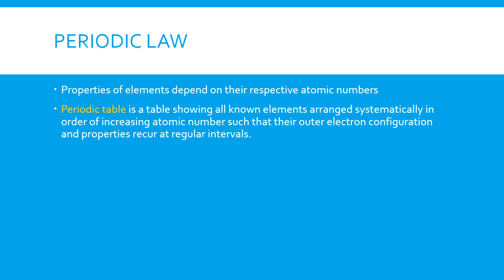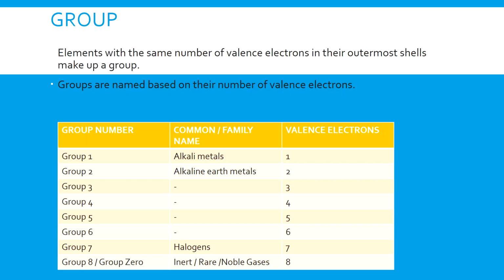So these elements have been carefully arranged in order of increasing atomic number. Through the careful arrangement, they realized that some of these properties reoccur in certain groups and periods. We'll be getting to groups and periods very soon, and you'll understand the concept better as we move on. So their properties reoccur at regular intervals.